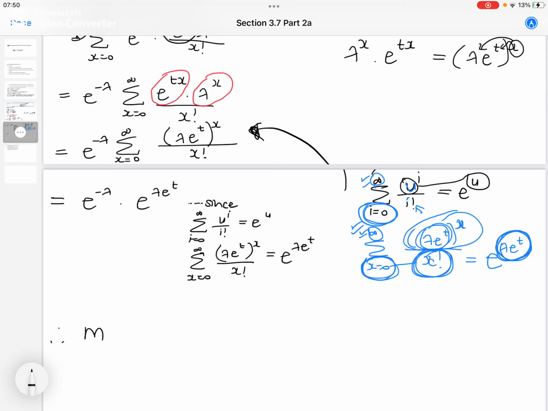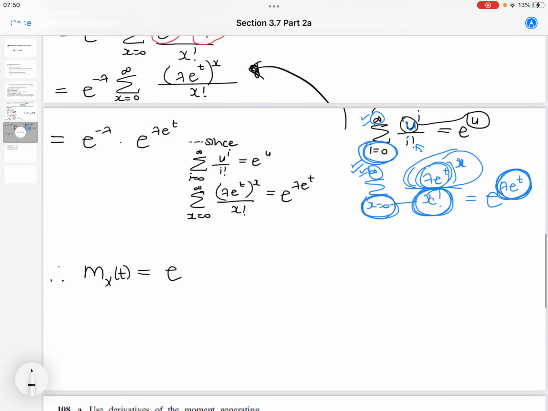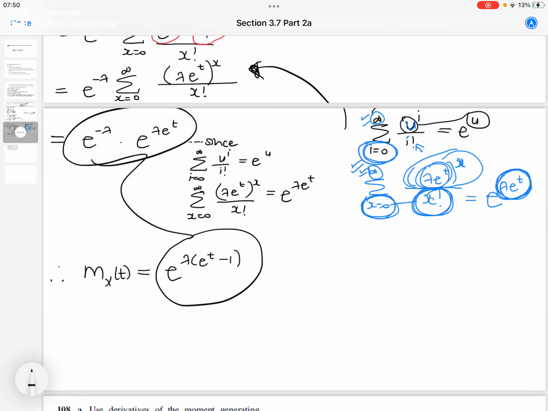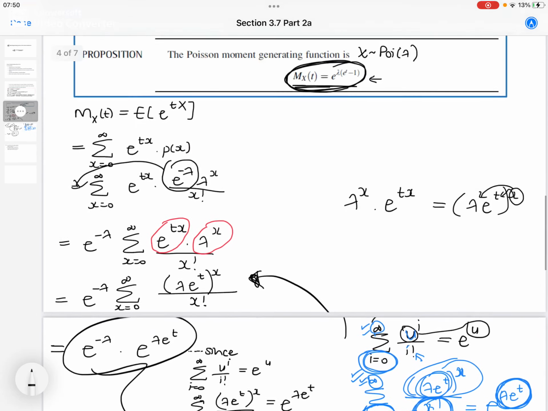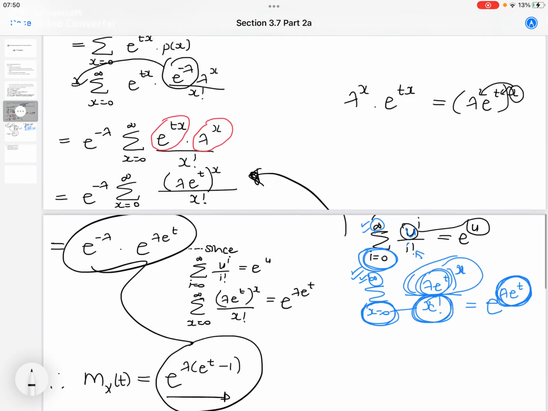Alright, so now we have the moment generating function of a Poisson random variable given as e to the power lambda times (e to the power t minus 1). So you can simplify that product there, and at the end, yes, we have proved that the moment generating function of a Poisson is given by that.